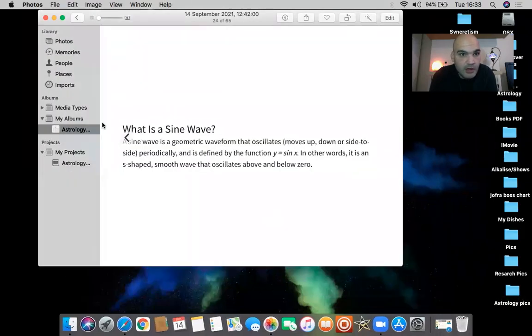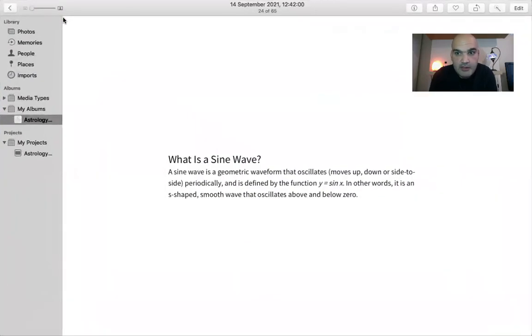So I already have everything set up. So yeah, like I mentioned, we're going to learn what a sine wave is and how it works and how this fits in with astrology. So what is a sine wave? A sine wave is a geometric waveform that oscillates, moves up and down and side to side periodically and is defined by the function y equals sin x. In other words, it is an S-shaped smooth wave that oscillates above and below zero.